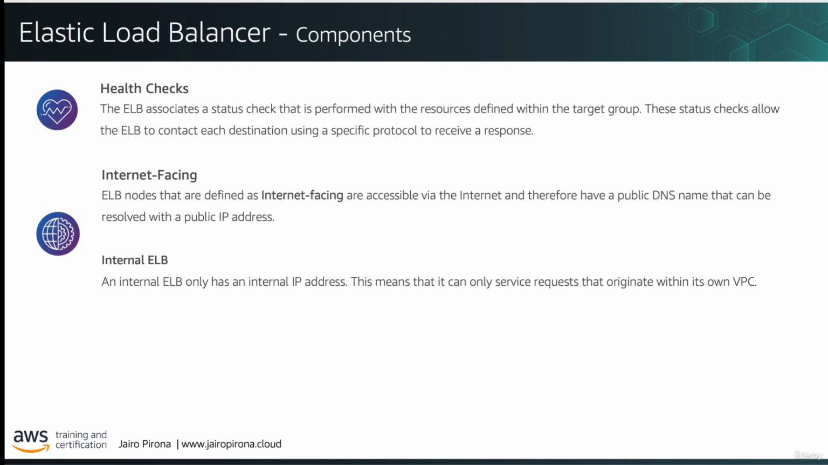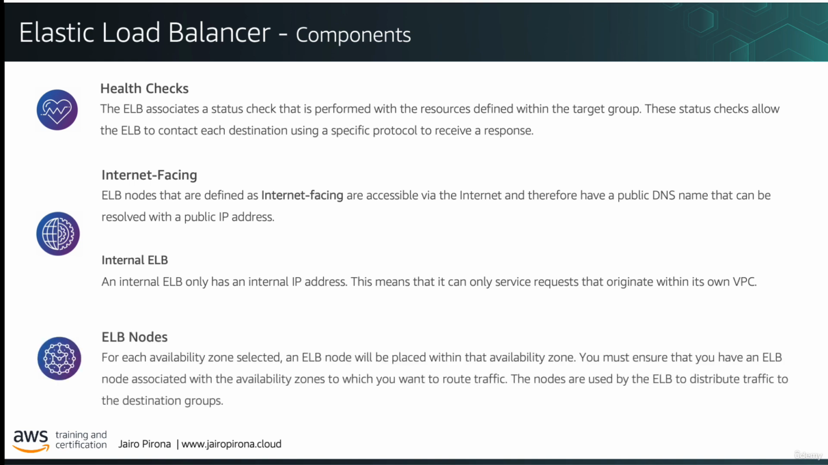Now, an internal ELB only has an internal IP address. This means that it can only service requests that originate from within its own VPC. For example, you could have an internal load balancer sitting between the web servers on the public subnet and the application servers on the private subnet.